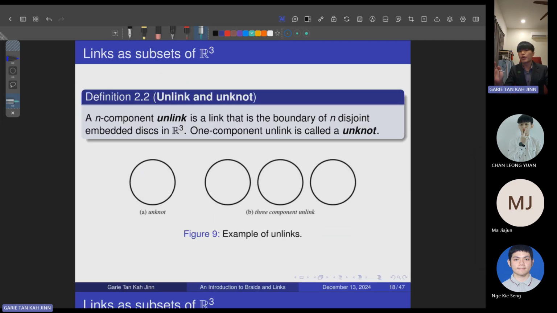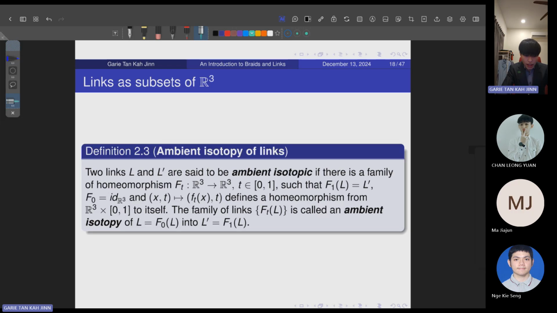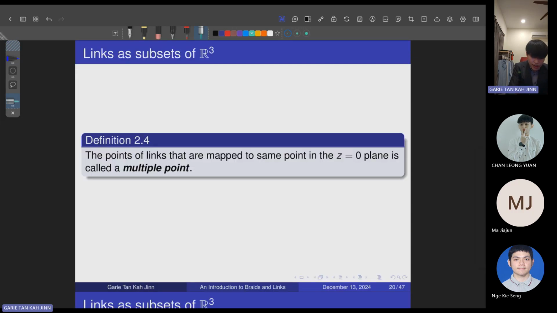Okay, so we want to find a way that we can map it into R2 and does not lose the information of the link. Then I first introduce this multiple point. Look at our best friend, the link. What is the multiple point? This and this is the multiple point, because when I map to z equals 0, I have multiple points mapping into the same point.